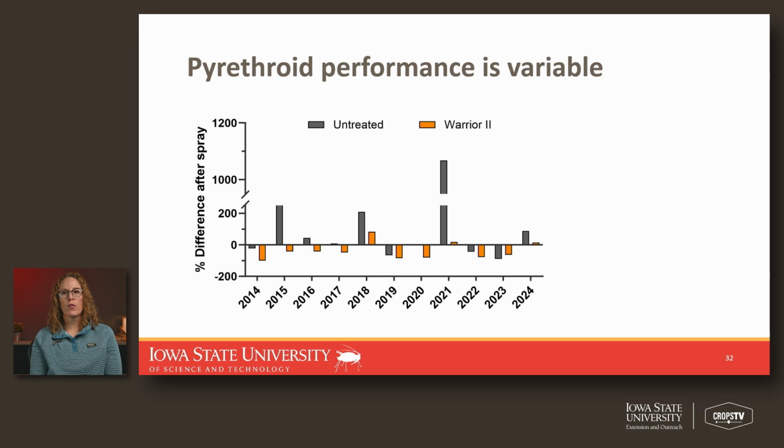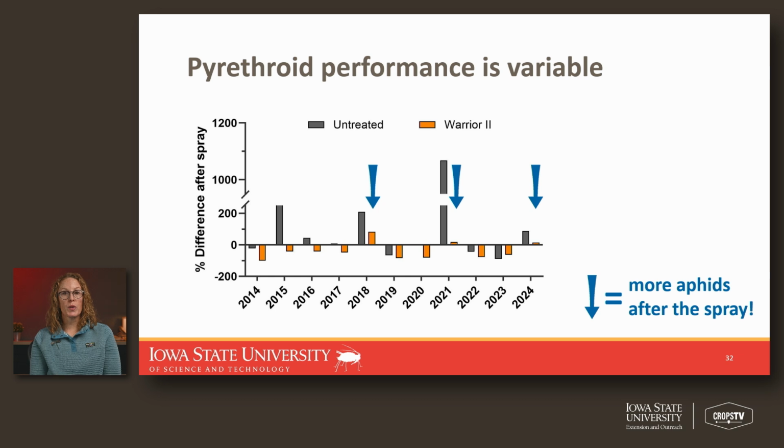to see if we ever had more aphids after a pyrethroid application. And so she estimated the percent difference when we sampled before a spray and then after a spray. And we compared that to our untreated controls. And you can see there's 3 years, 18, 21, and 24, where we actually had more aphids after the spray than before the spray. So ideally, what you like to see from an effective application is a reduction in aphids. You want the number to be below that zero. But in 3 years, we actually had more aphids.